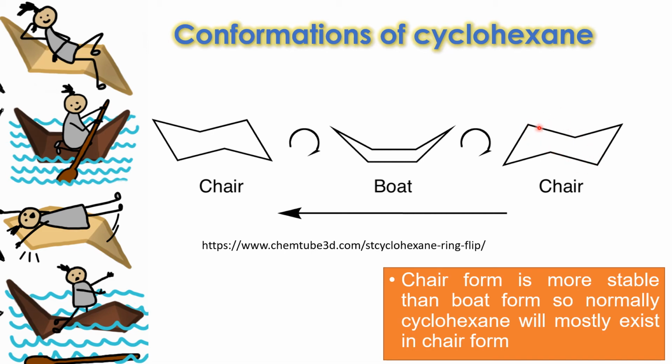Now the remaining 2, if they are in one plane, it is boat. If one is above the plane, the other is below the plane. Here it is just reverse. This one is above, this one is below. Then it is called chair conformation. And this is more stable because you can see these two are far away from each other. So their hydrogens won't interact. As in the case of boat conformation, both can come close to each other and they can create steric hindrance. So chair form is more stable.